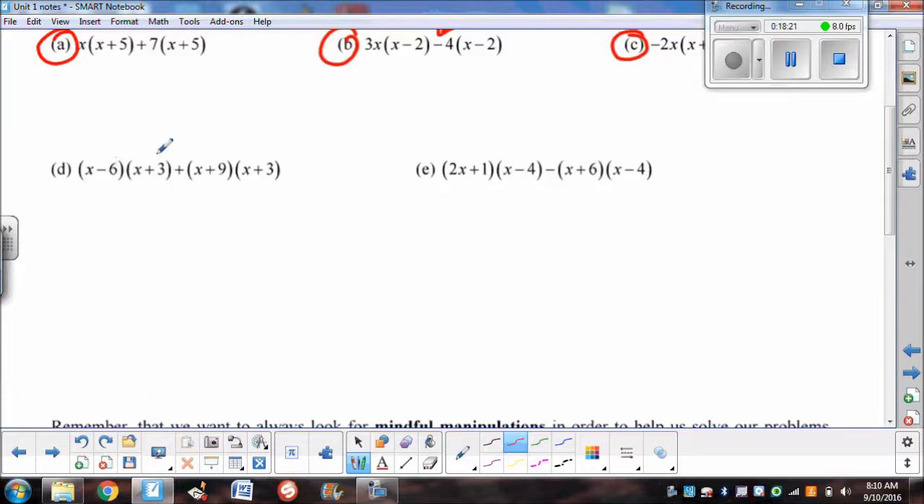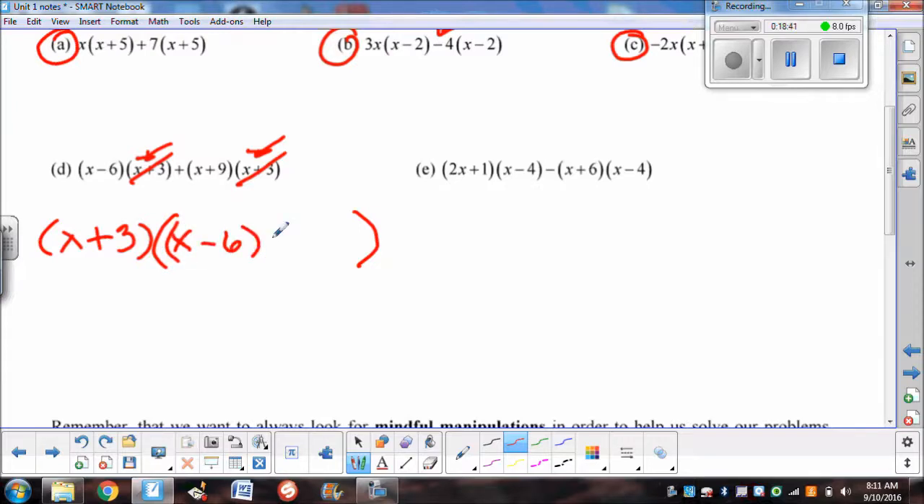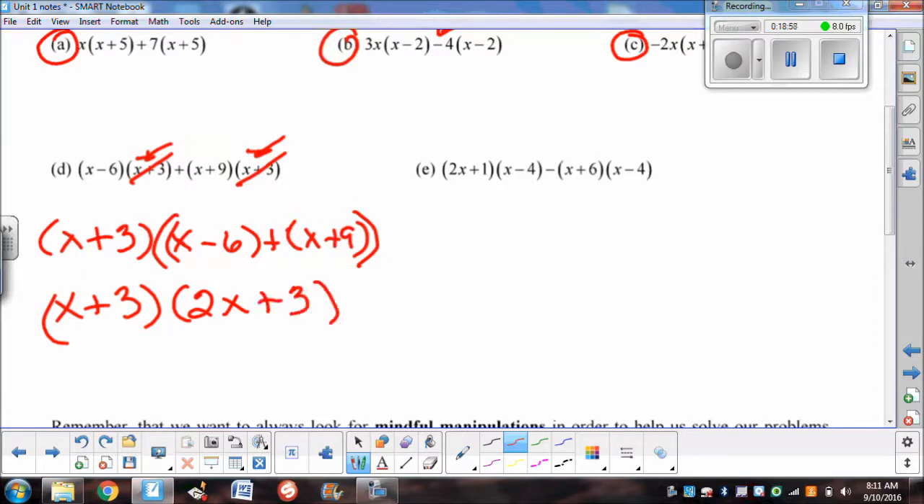So let's take a look. Let's find our structure or a pattern or something that's in common. And I see an x plus 3 in common. Cross them out. So we took care of it. What's left? Use the parentheses. X minus 6 plus x plus 9. So I have x plus 3. And now let's clean up. X plus x, 2x. Negative 6 plus a negative 9 plus 3. There we go. We have the product of two binomials.